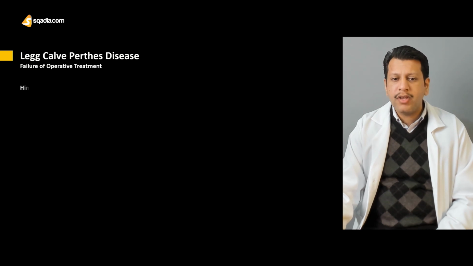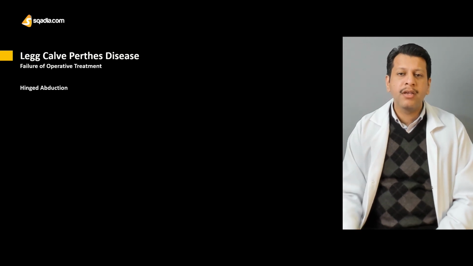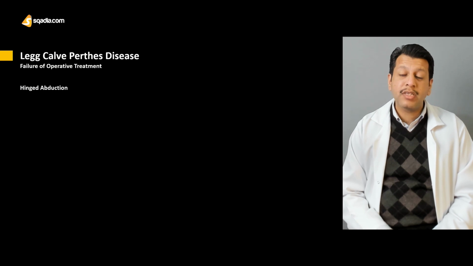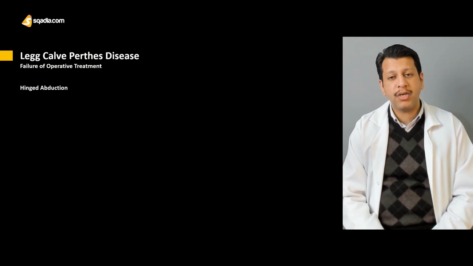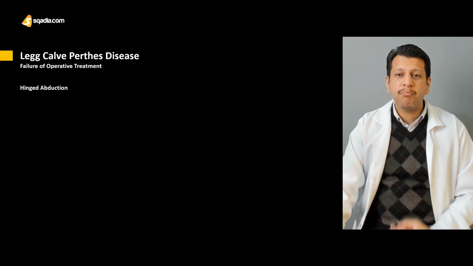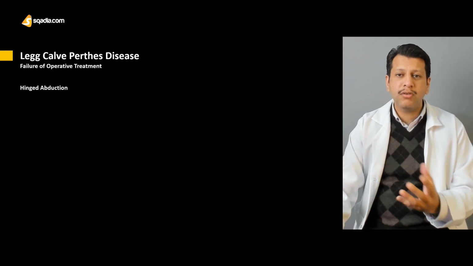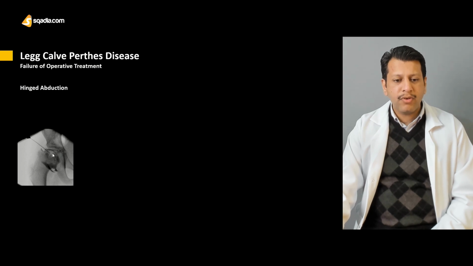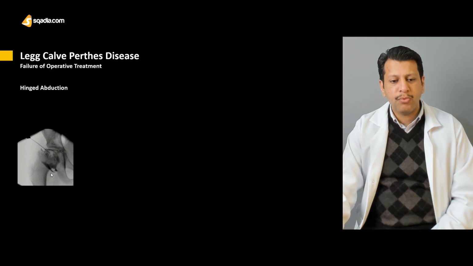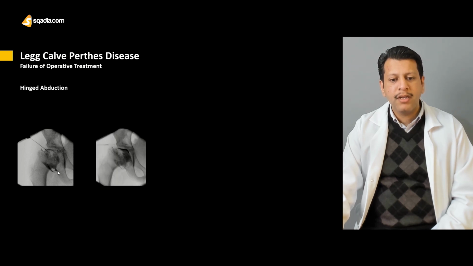Now, if there is a failure, failure could have multiple causes. If the failure is quite early, then we may need some form of hinge abduction. Now, hinge abduction, the mechanism is very similar to the shelf osteotomy. If you see, this is a per-operative fluoroscopic dye that has been placed, and you can see there is definitely some form of deformed head.